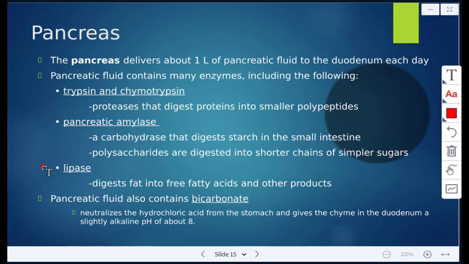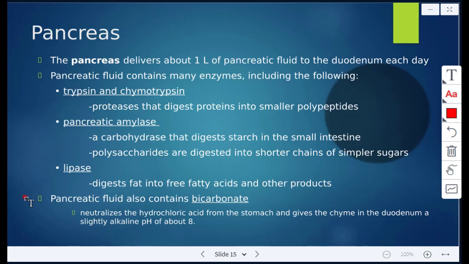And another enzyme that comes from the pancreas is called lipase. This digests fat. Remember, fats are also called lipids. So the enzyme is called lipase. It digests fat into the 3 fatty acids and other products.